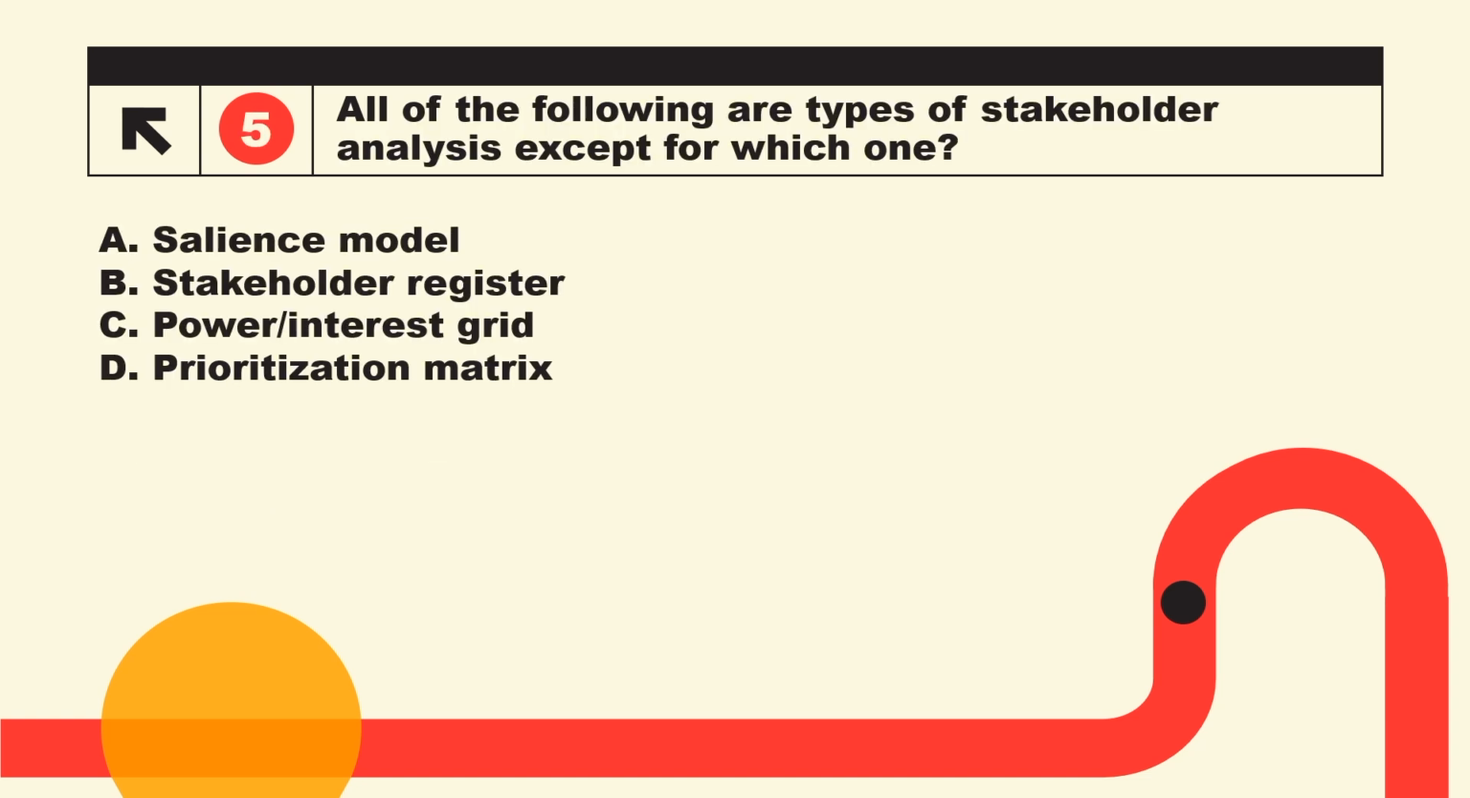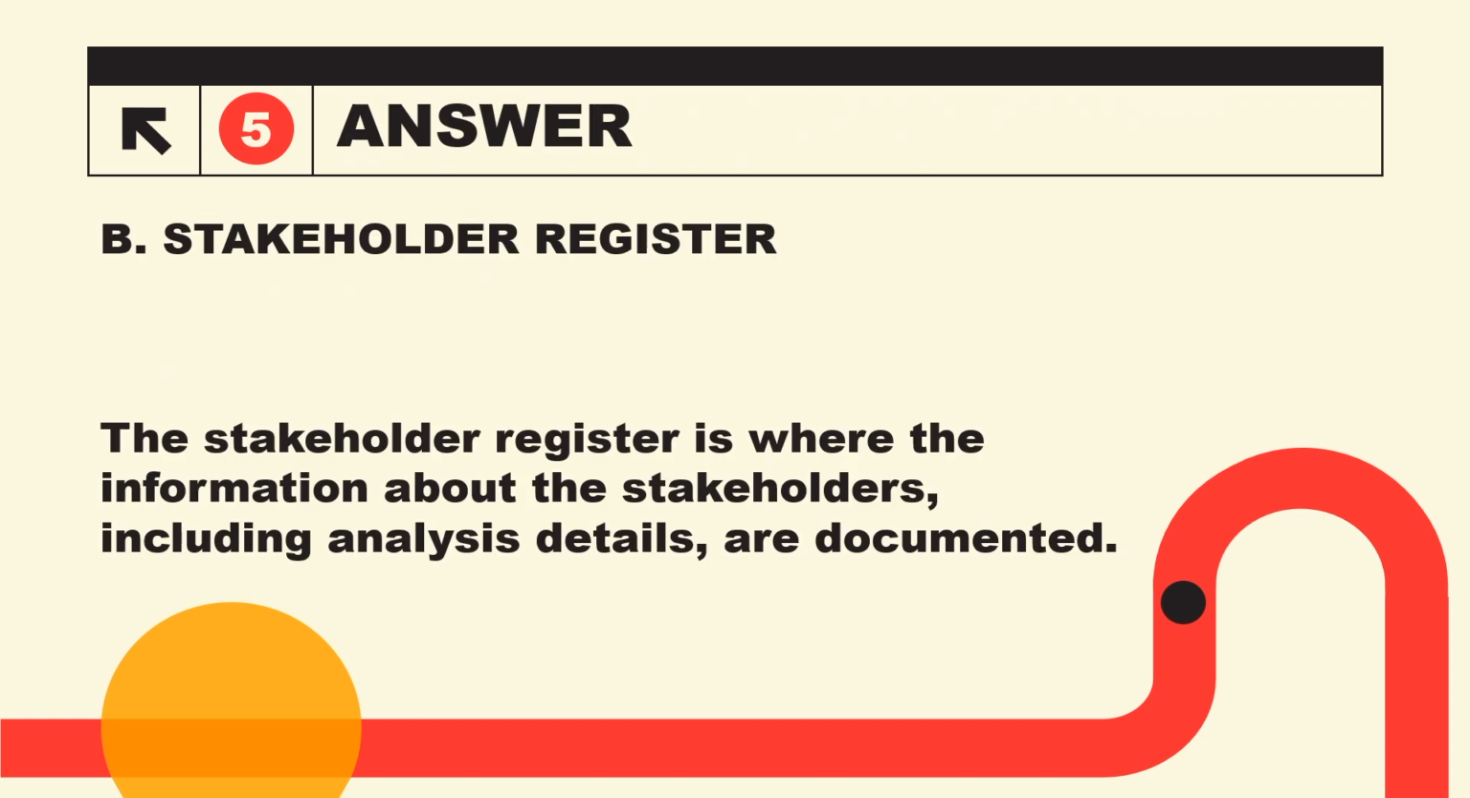All of the following are types of stakeholder analysis except for which one? A, salience model. B, stakeholder register. C, power/interest grid. D, prioritization matrix. The answer is B. Stakeholder register. The stakeholder register is where the information about the stakeholders, including analysis details, are documented.